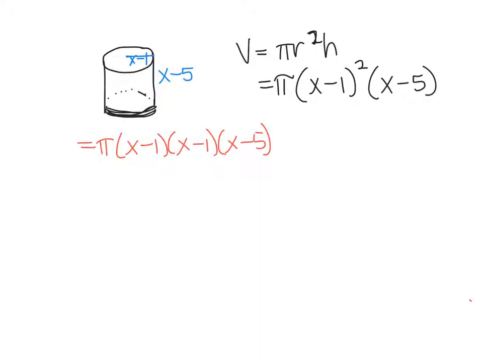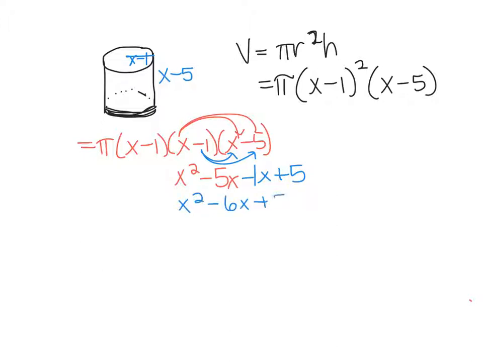Okay, so pick 2 and multiply. I think I'll pick the last two. So x times x, I'm going to have an x squared. X times negative 5, I'm going to have a negative 5x. Negative 1 times x, I'm going to have negative 1x. And negative 1 times negative 5, I'm going to have positive 5. So complete that by adding like terms and trap it back in parentheses. Okay, bring down the rest of the problem.